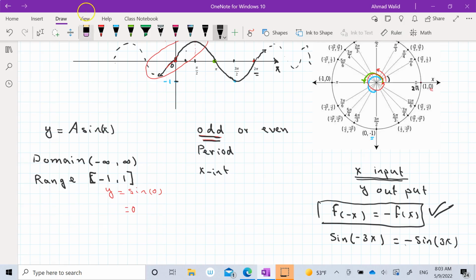Correct? Next, period. As you see, the graph of sine completes in 2 pi. Then the period for the function of sine, and also soon I will talk about cosine, is 2 pi. Please remember it's only for sine and cosine. The period for sine and cosine is 2 pi. It's not always 2 pi. For tangent and cotangent, it changes to pi, not 2 pi. But for sine, cosine, maybe secant and cosecant, the period is 2 pi.